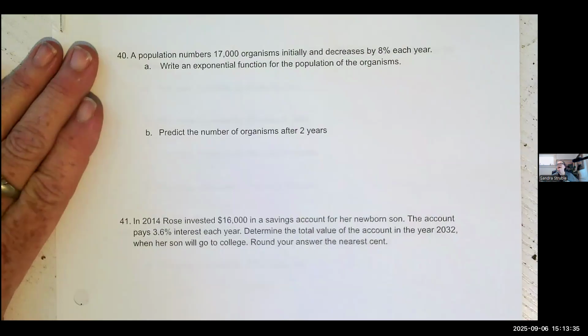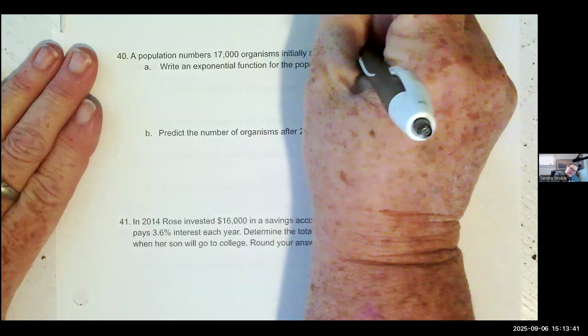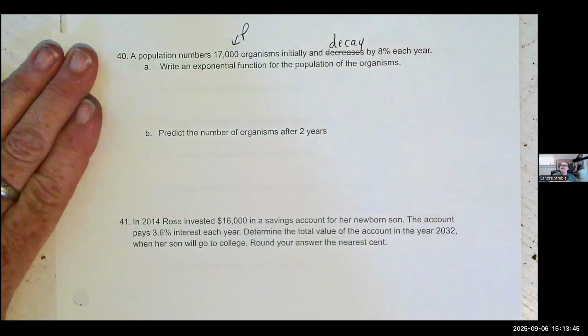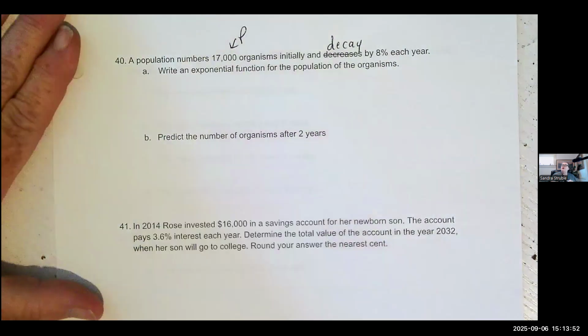Using the same methods I just used, instead of growth, we've got decay because it's a percent. So I know this is decay. I know this is my initial value. Write your function, plug in for your x or t or whatever variable you're using, and solve for how many organisms there are after 2 years. And then come back and see how you did.